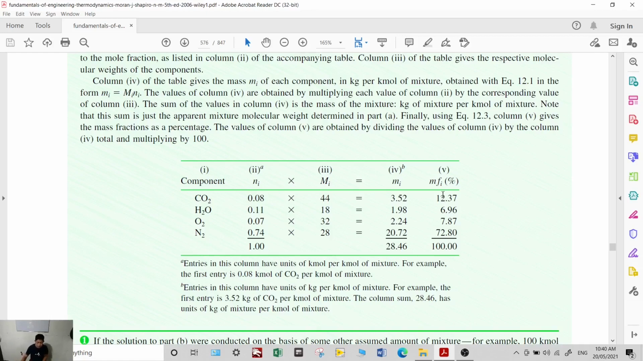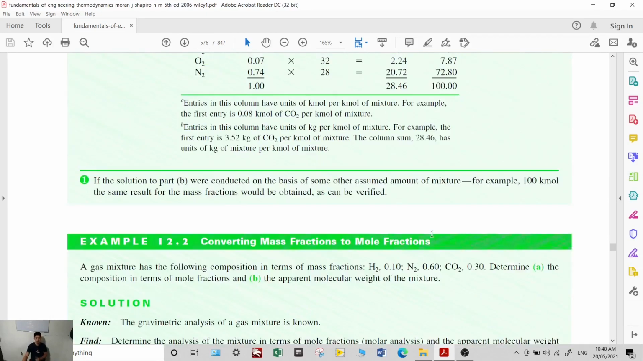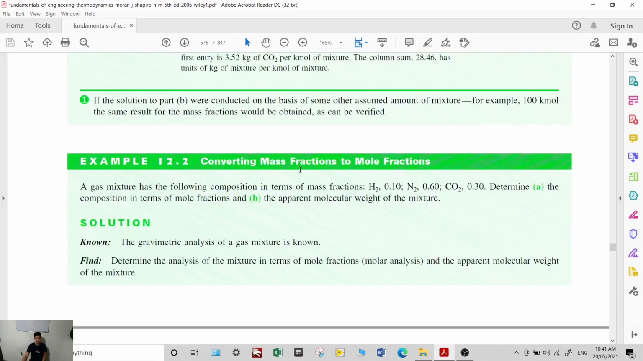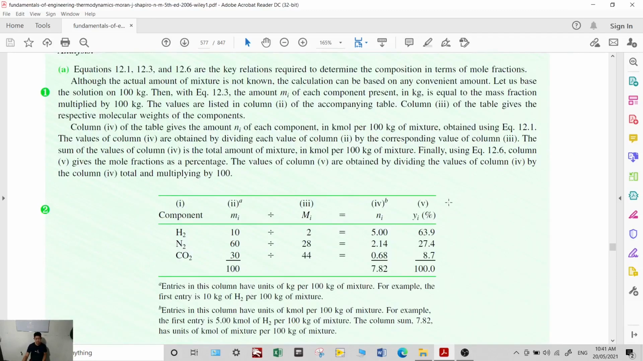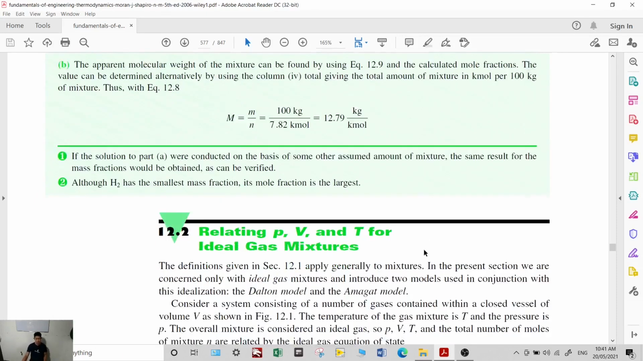Okay, so that is the mass fraction. In the same way, converting mass fraction to mole fraction, you just need to get the total number of moles and the number of moles of each component, and then divide that one, and you can get the mole fraction.